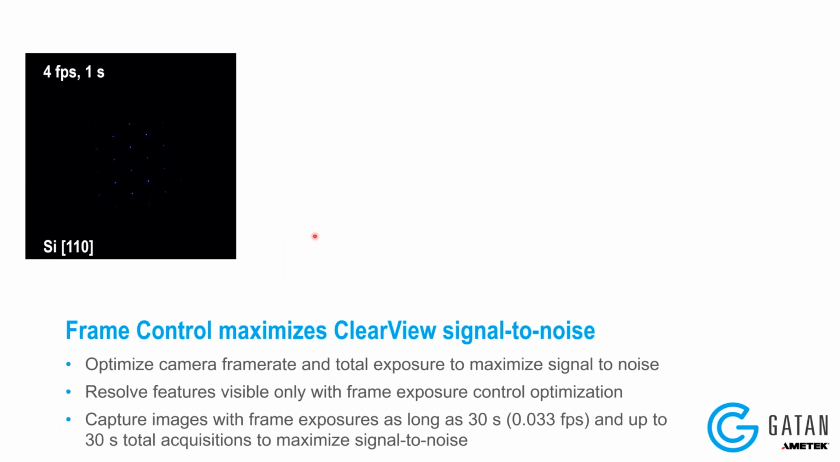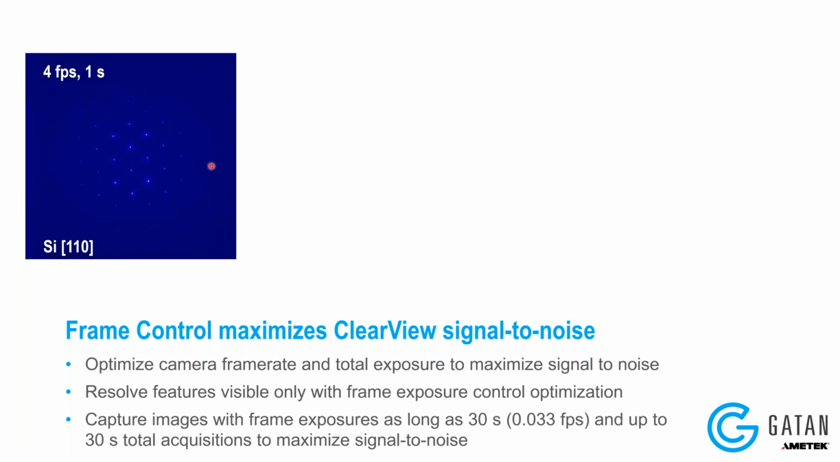So as one more example of the frame control mode here with the ClearView, this is a diffraction pattern of just silicon 110. It's really basic, but I've captured this image at 4 frames per second for 1 second total exposure time. And so, okay, we can say this is a nice diffraction pattern. The spots are sharp. If I stretch the contrast, now you can see actually there were a couple more spots there than we maybe saw in the first place.